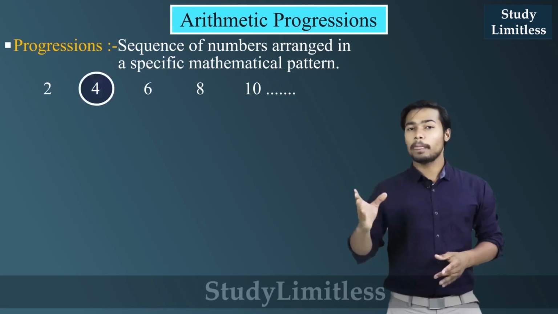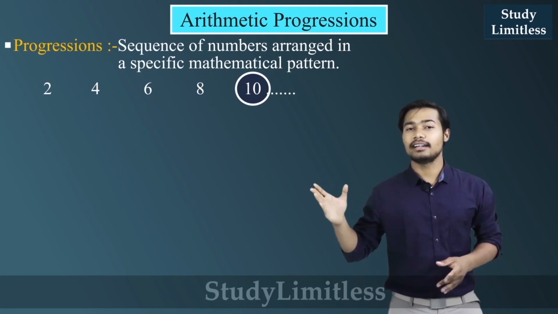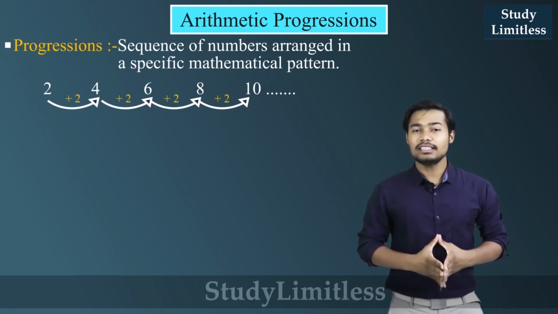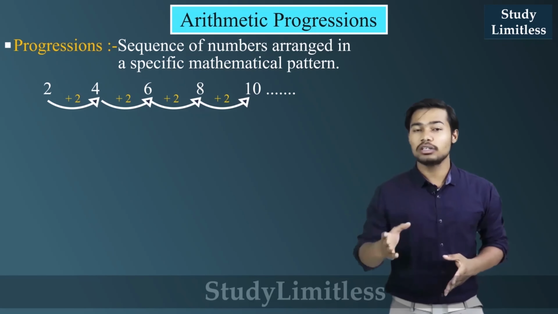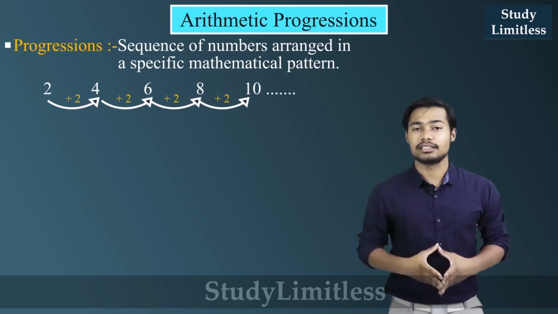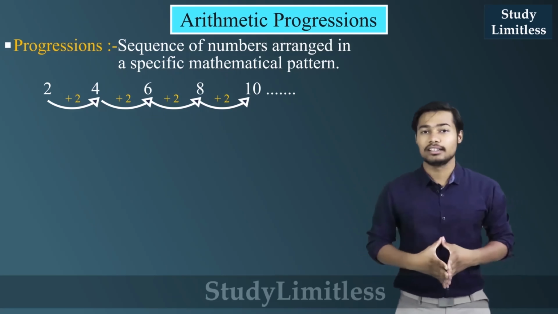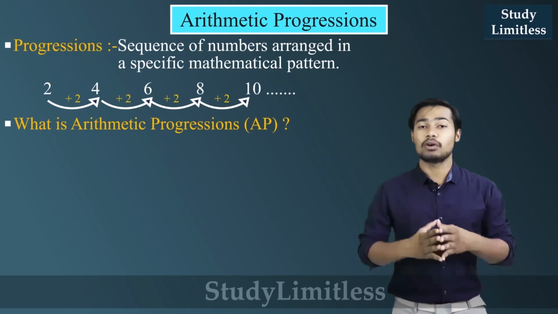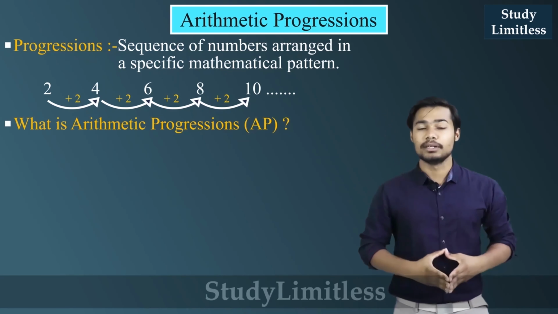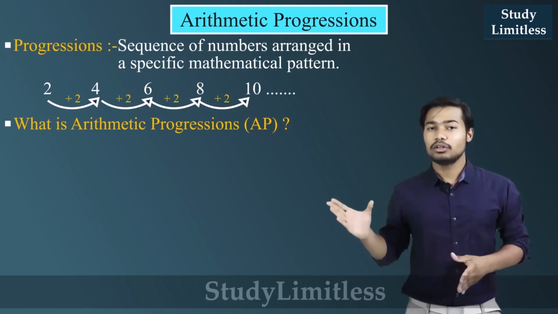Example: 2, 4, 6, 8, 10 and so on. We can see that here we are adding 2 to every term to get the next term. Now that we have understood what is sequences, series and progression, let us understand what is arithmetic progression, or we call it as AP. Let us memorize the table of 2.